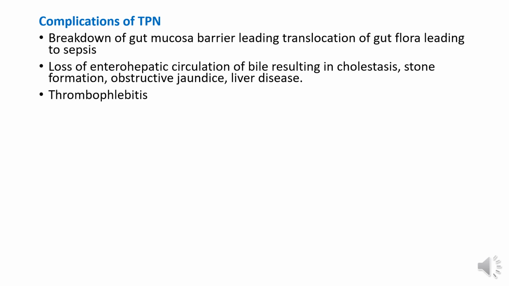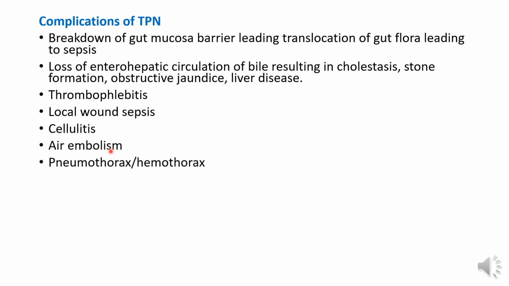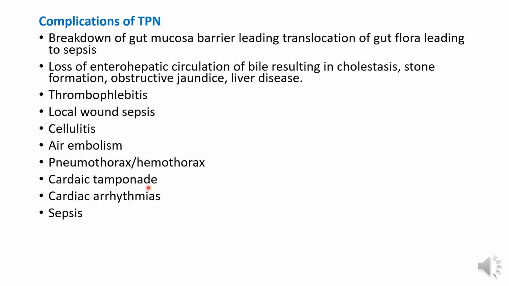You could have thrombophlebitis, that's inflammation of the veins used, local wound sepsis, cellulitis, and air embolism can occur. And following false passage or tube migration, there could be pneumothorax or hemothorax. Cardiac tamponade can occur too. Cardiac arrhythmias and sepsis can occur.